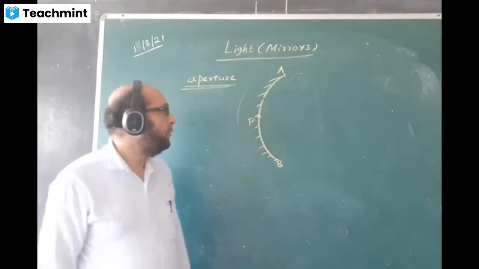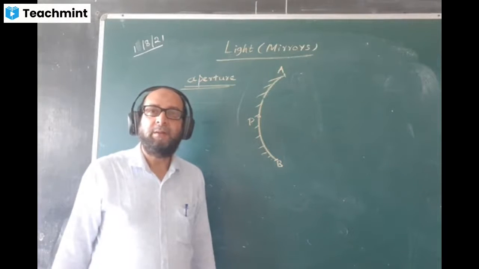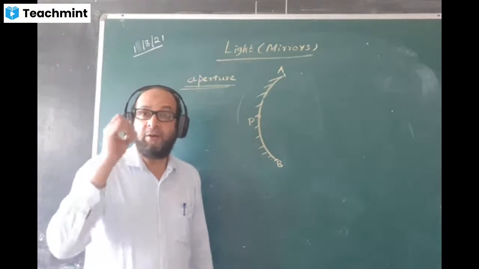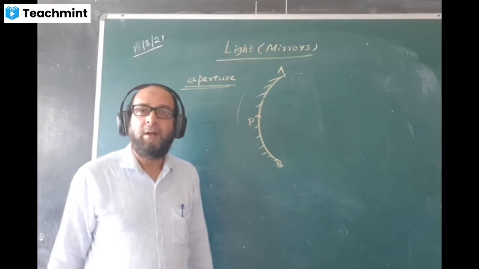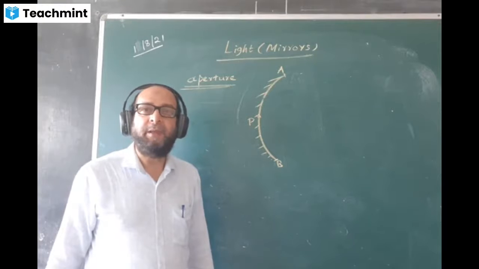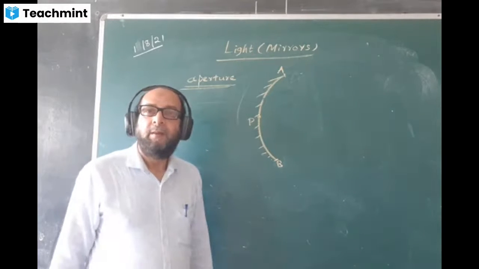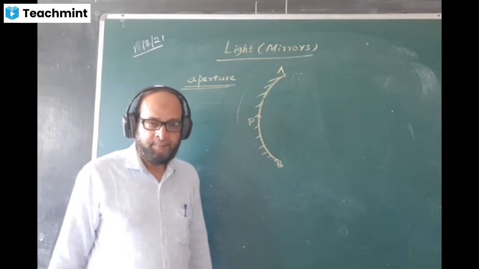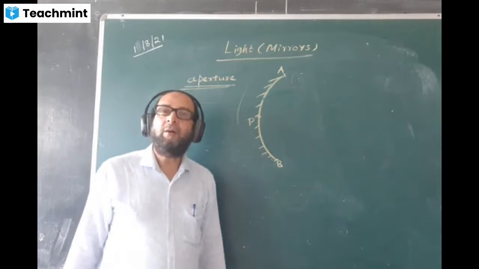Marina, please mute. The midpoint of the aperture is called pole, P-O-L-E, denoted by the symbol capital P. I will mark P here. Okay? All right? Yes, sir.